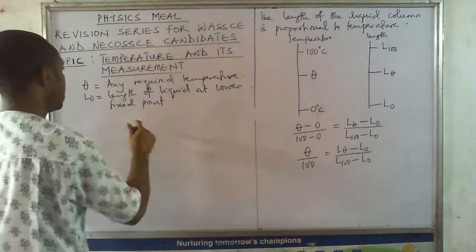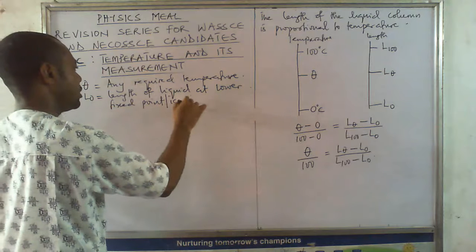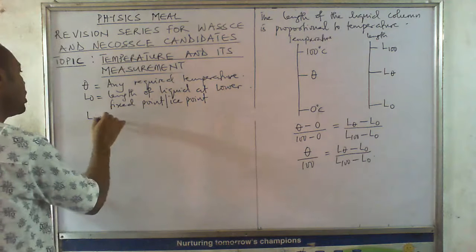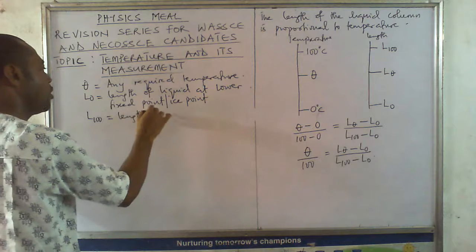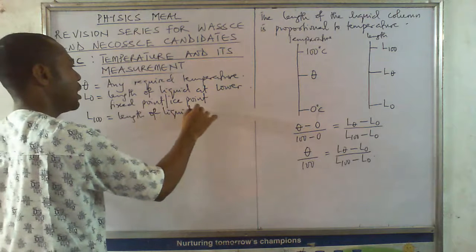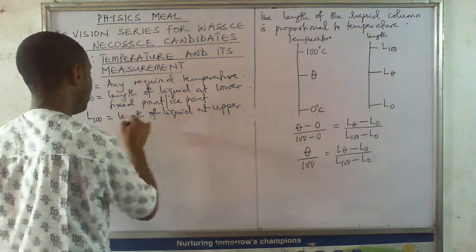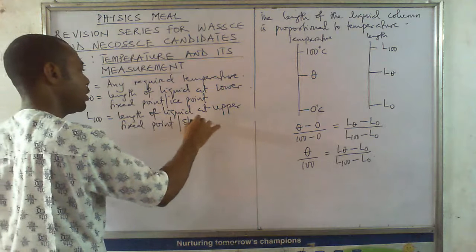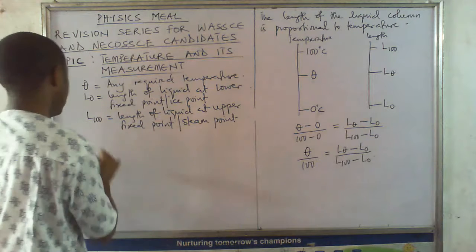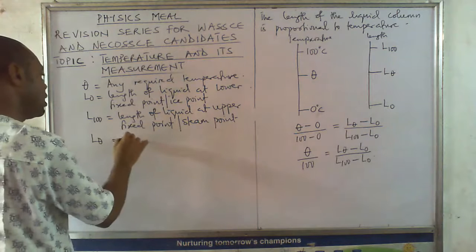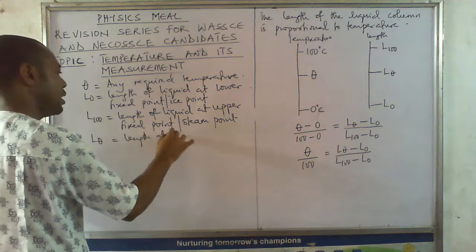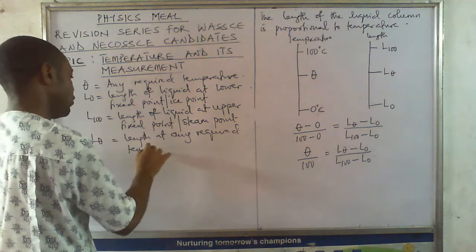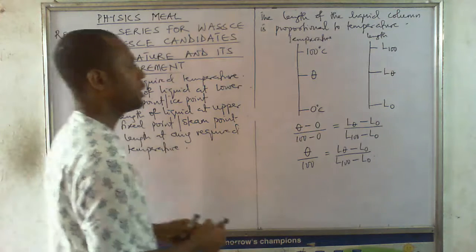At lower fixed point, or what we call ice point, or the melting point. Then L100 is the length of liquid at upper fixed point, or steam point, or the boiling point. Then L theta now is the length at any required temperature. So the temperature of interest now, the length at any required temperature.